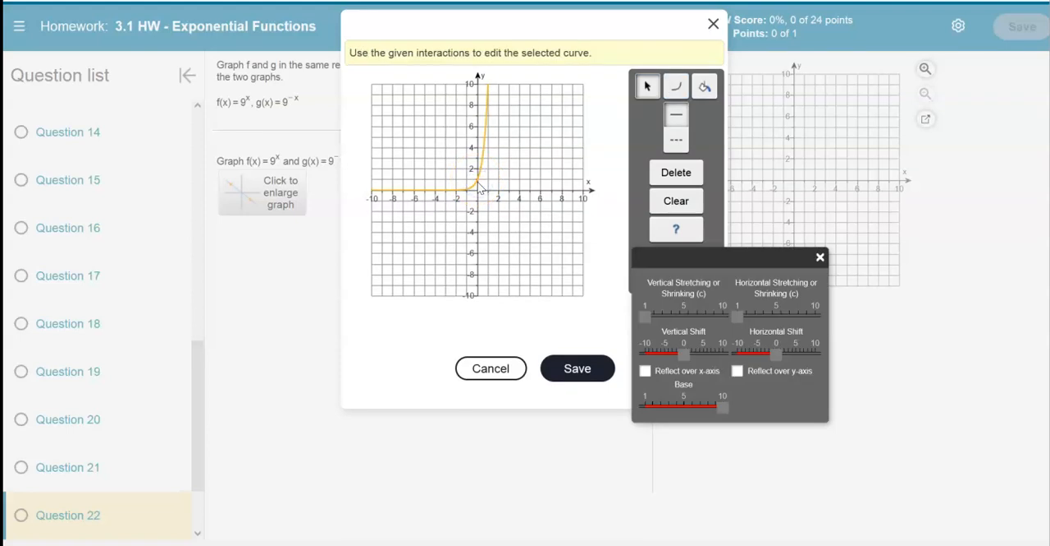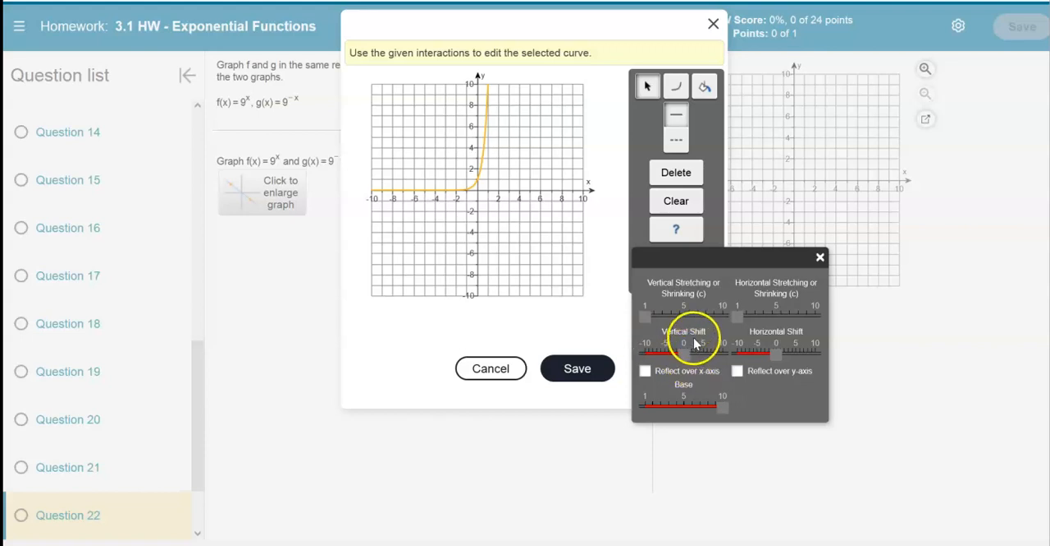Now another point would be if I plug in x equals 1, 9 to the 1 is going to give me 9. Notice it did that for me already. If you check out this information down here, a vertical stretch or shrink would be if we multiply the exponential by something, like 2 times 9 to the x would be a vertical stretch, or 1/2 times 9 to the x would be a vertical shrink. We're not doing any of that. We're also not doing any horizontal stretching or shrinking. That's when we would multiply the x by 2 or by 1/2. 2 would be a horizontal shrink, whereas 1/2 would be a horizontal stretch.